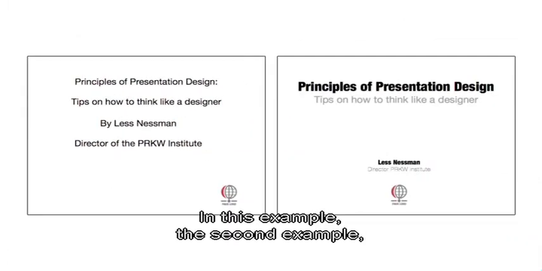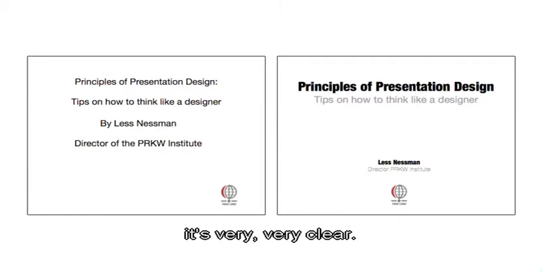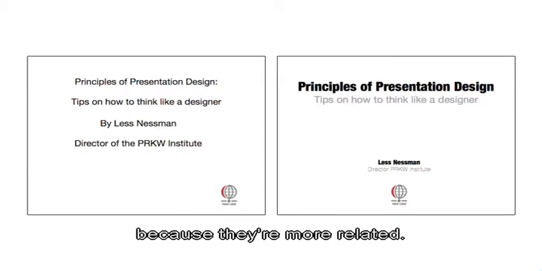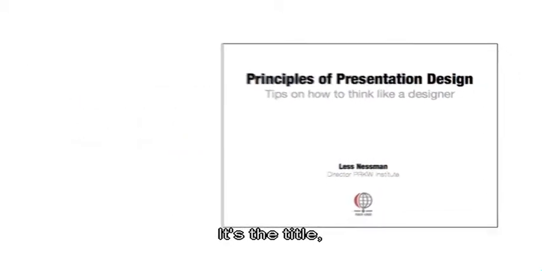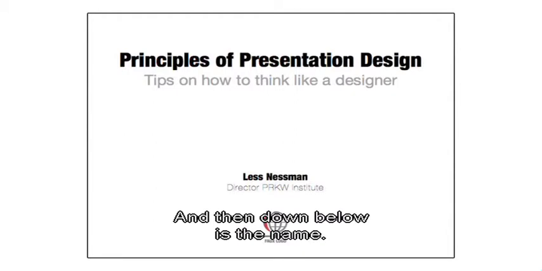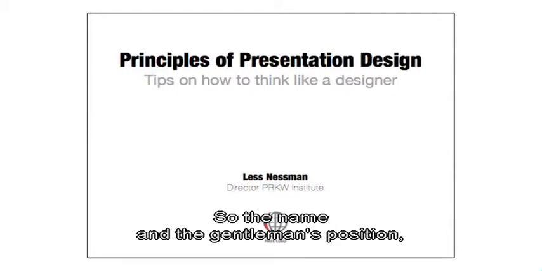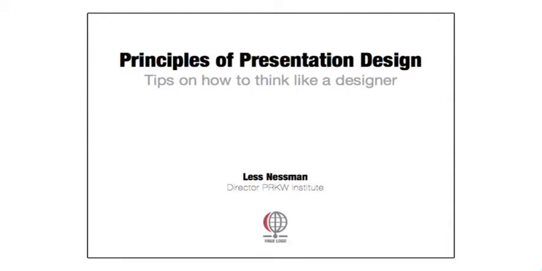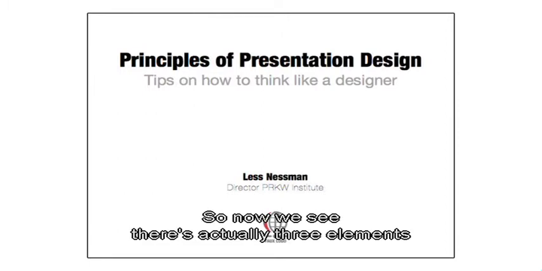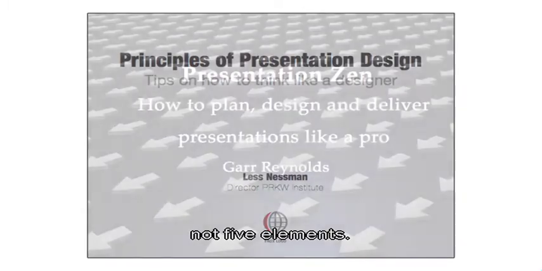In this example, the second example, it's very, very clear. So the first 2 lines of text are close together because they're more related. It's the title, the main part of the title, and then the subtitle. And then down below is the name. So the name and the gentleman's position, those are together. And the logo, again, is separated because that's the third element. So now we see there's actually 3 elements, not 5 elements.